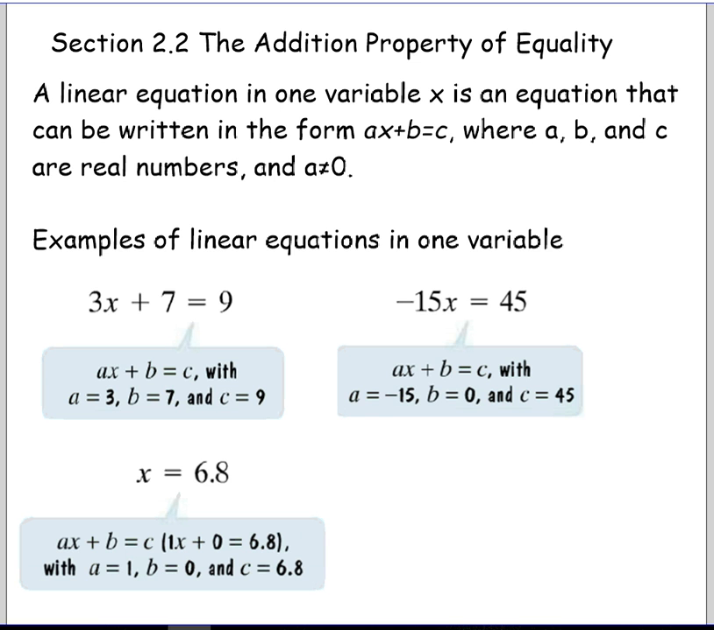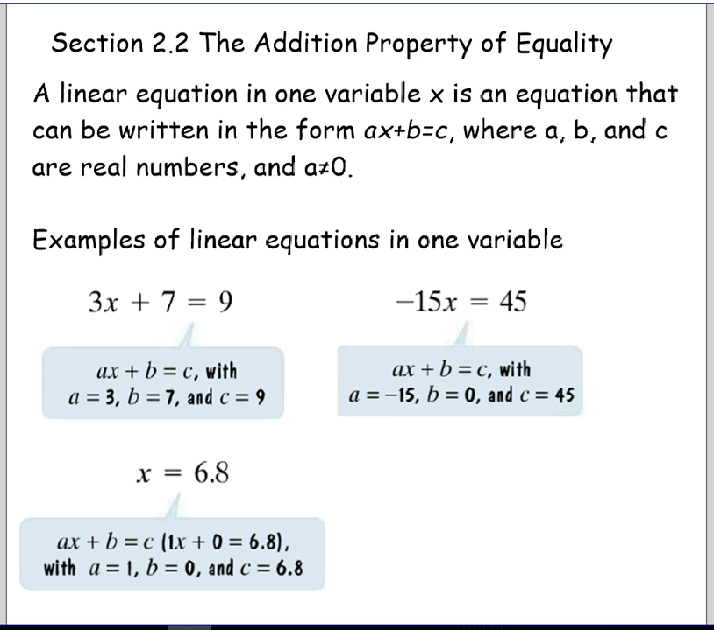Some examples of linear equations in one variable are 3x plus 7 equals 9, where a would be equal to 3, b would equal 7, and c would be equal to 9. If we have negative 15x equals 45, it's still a linear equation. a is equal to negative 15. The b value would be 0, which we know we don't write. That's why there's no constant on the left-hand side. And the c value is 45.